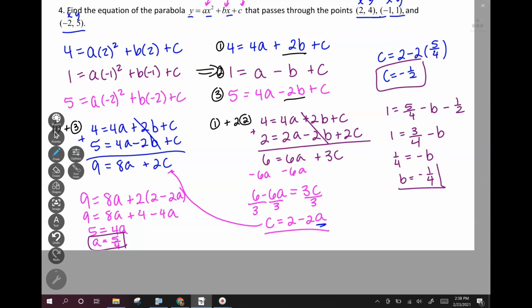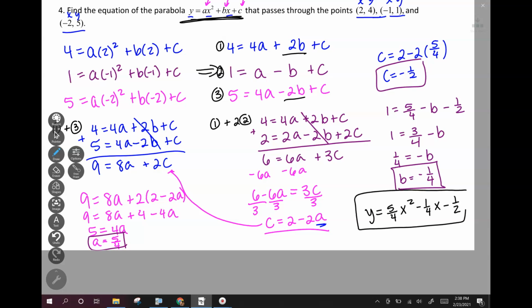All right, so now I've got all three variables. I'm not trying to find an ordered triple here, I'm actually trying to write an equation. So I just need to plug those a, b, and c into this standard form. y equals ax squared plus bx plus c. So y equals 5/4 x squared plus negative 1/4 x, so just minus 1/4 x, plus c, so minus 1/2. So that is the equation that goes through those 3 points.